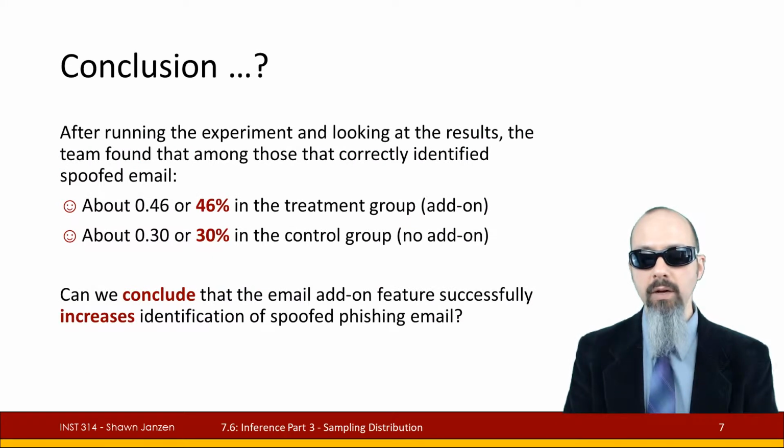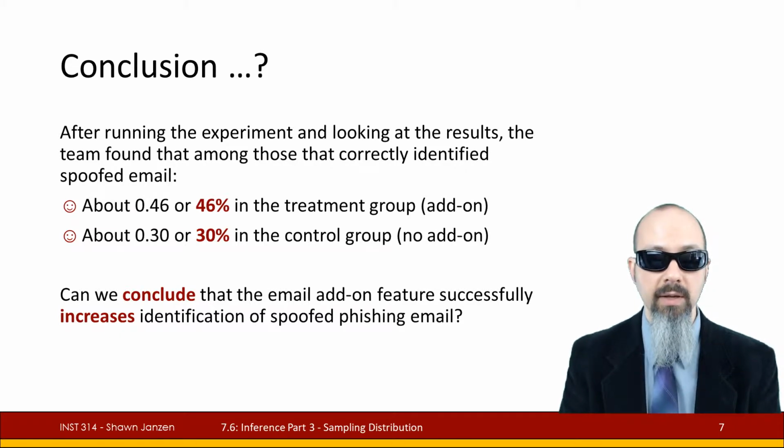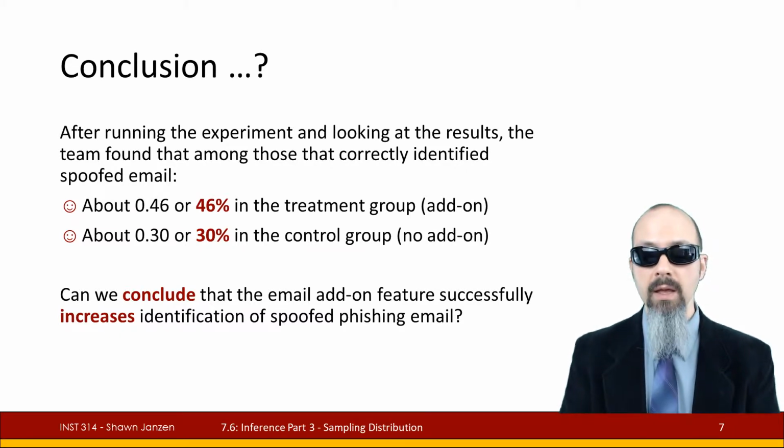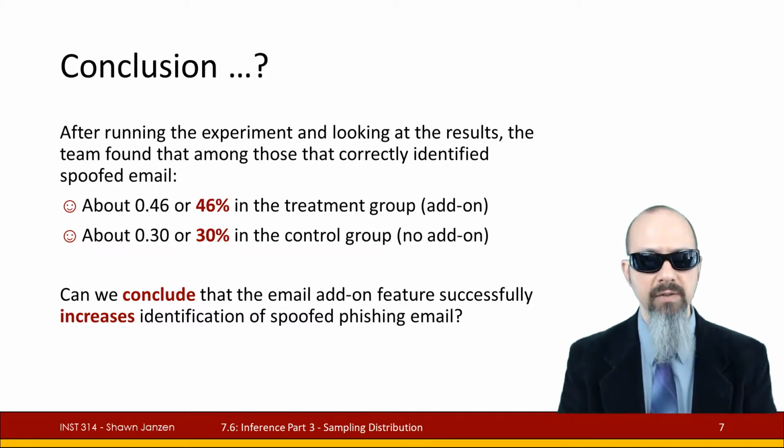After we run their experiment, we look at the results. The team shows that they correctly identified about 46% in the treatment group. So 46 people in the treatment group, the email add-on feature found the email that was trying to do spoofing and phishing. And in the control group, those that did not have the add-on, we only found the spoofed emails about 30% of the time. So can we conclude that the email add-on was successfully increasing the identification of the spoof phishing emails?